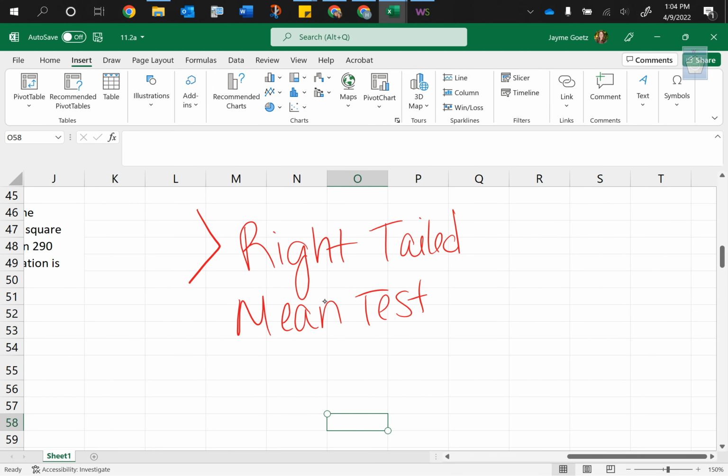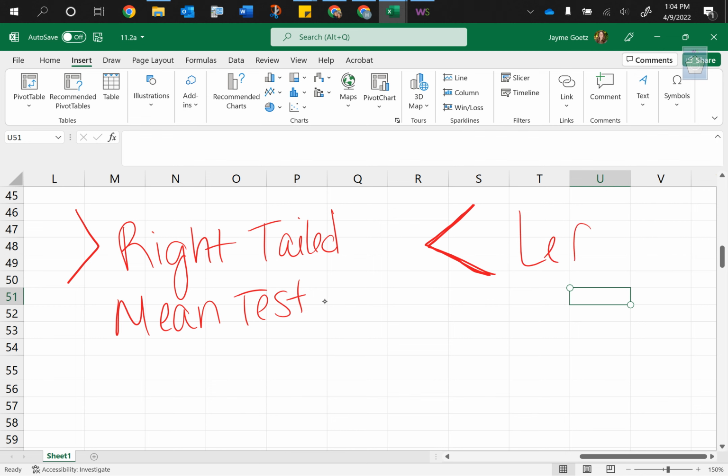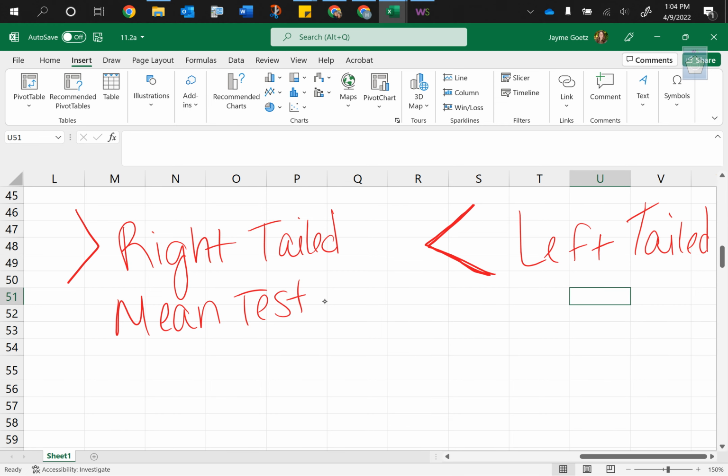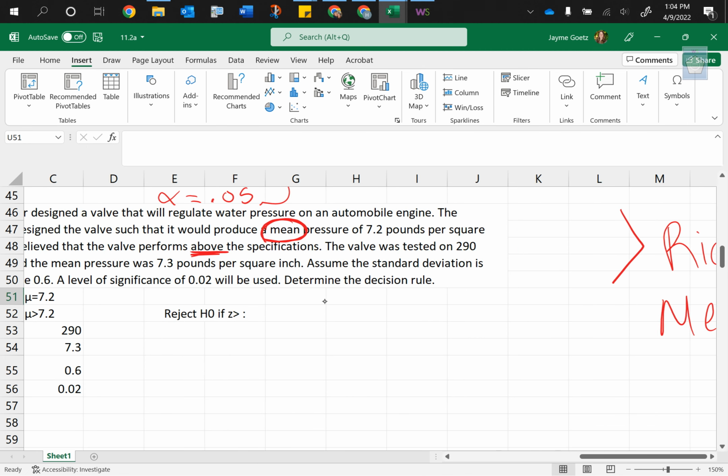If it's going to be less than, you always follow the direction that it points. That means it's going to be left-tailed. And again, here we know it's going to be mean because of this specific problem. And finally, if it's a not equal to symbol, that means it's going to be two-tailed. So greater than is right-tailed, less than is left-tailed, not equal to is two-tailed. It's all dependent on that alternative hypothesis.